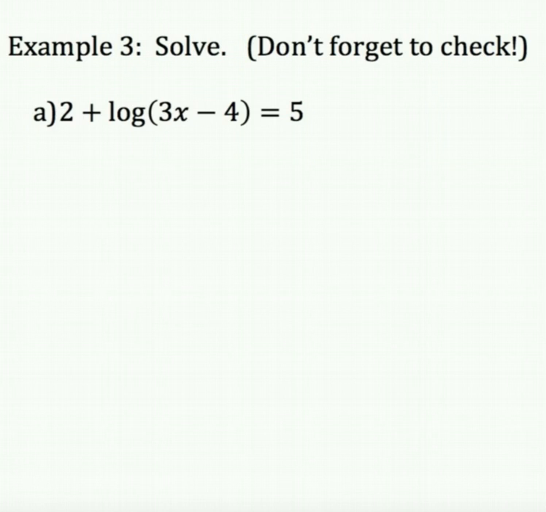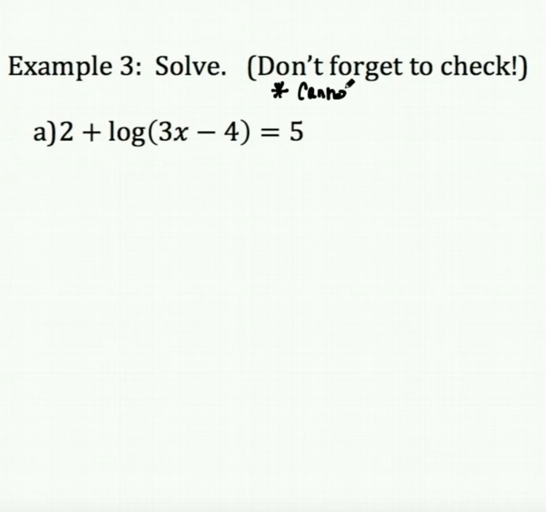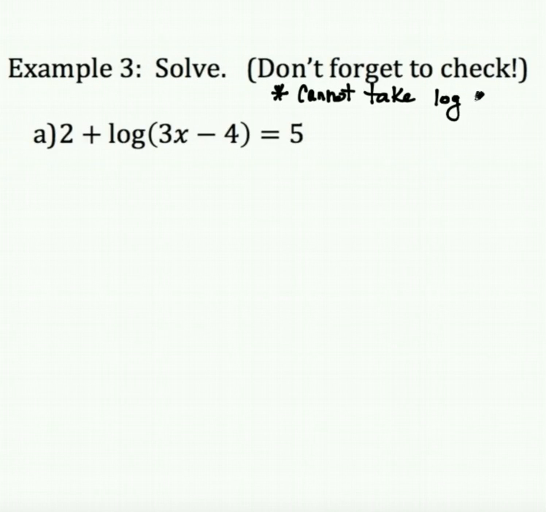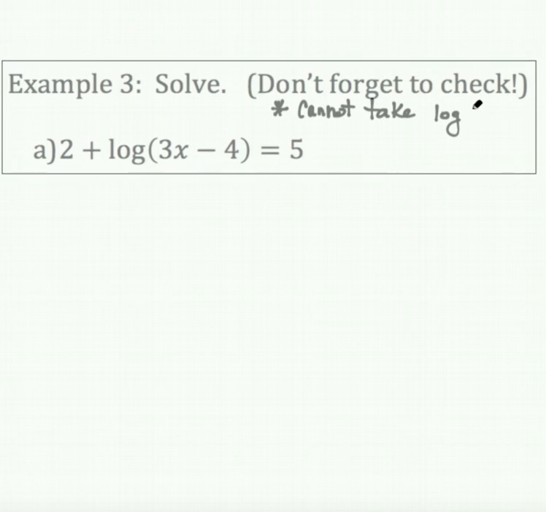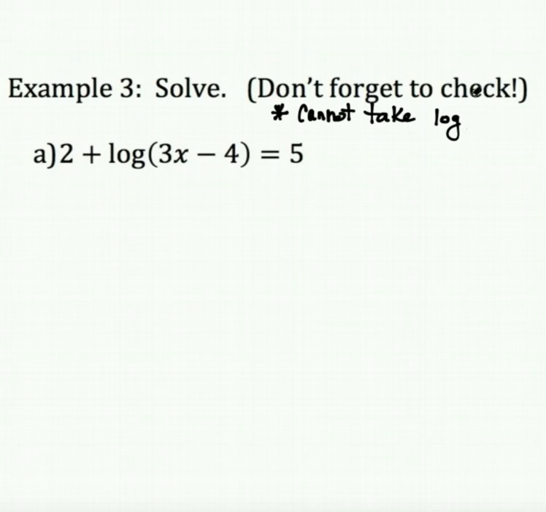Example 3. Solve 2 plus log of 3x minus 4 is equal to 5. And I have a little reminder up here, don't forget to check. When I say don't forget to check, remember that you cannot take the log of a negative. You cannot take the log of a negative. So that is what we're checking for. So let's go ahead and start solving this problem.